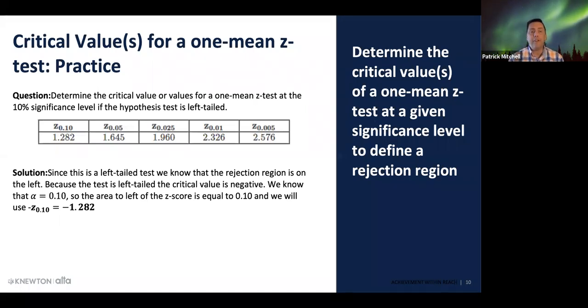We know that alpha is the area to the left of the z-score, equal to 0.10, and we will use the negative of this value. This value here cuts off the top 10%, but because this is a left-tailed test, we need to use the opposite value. So the critical value for a test like this would be negative 1.282.